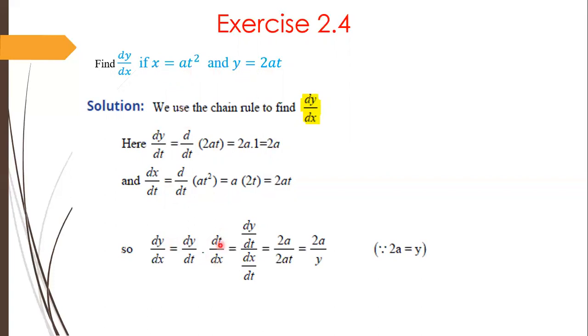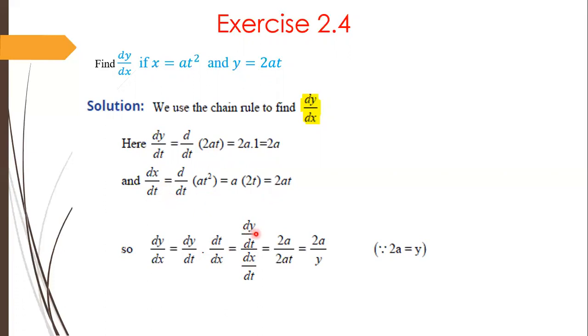dy by dx, dy in numerator, dx in denominator, and the other variable than x and y is t, so dt in the numerator and dt in the denominator. This is our chain formula: dy by dt into dt by dx. This can be written as dy by dt whole divided by dx by dt. This term we can write in divide-by reciprocal form. Why? Because we have the value of dx by dt.